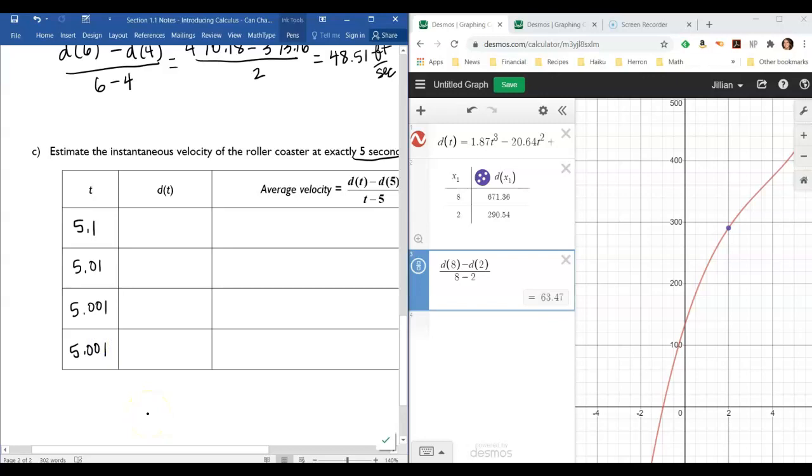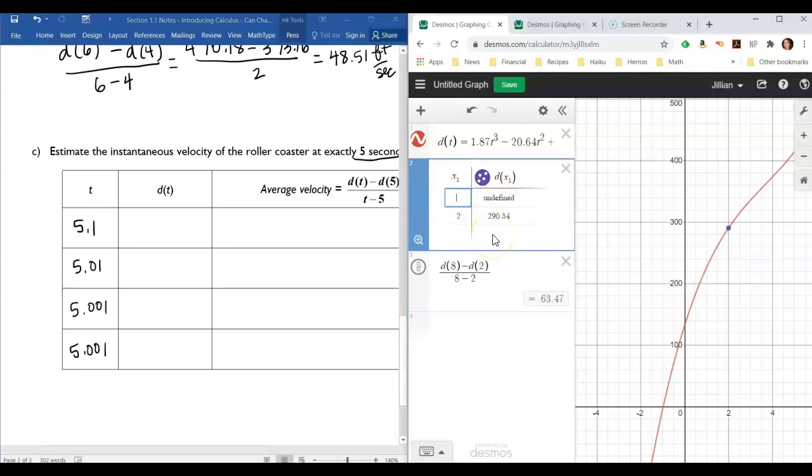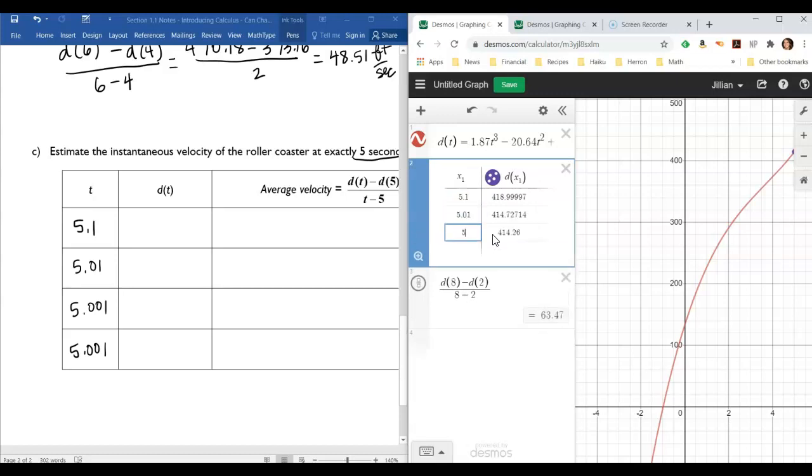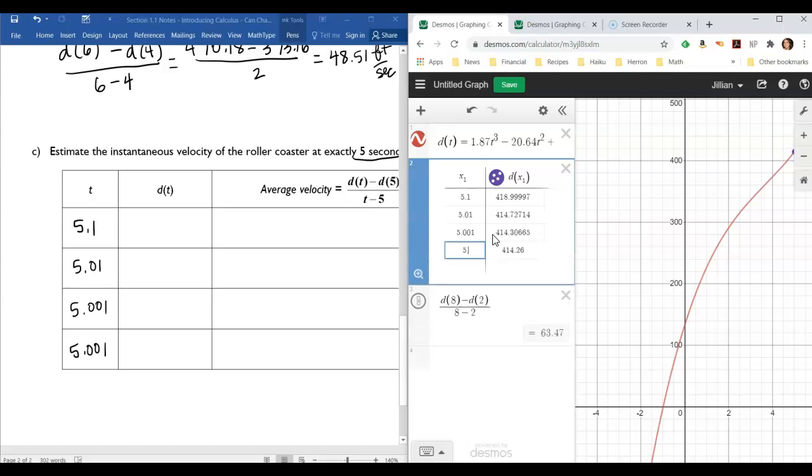Now, we could have gone on the other side. We could have done like 4.9, 4.99, 4.999. It doesn't actually matter. We're just picking based on what we would like. And so then let's go ahead and type those values in. We want to give the distances, and then we'll also do the average velocities. And I just noticed I missed a 0 over here when I was writing mine.